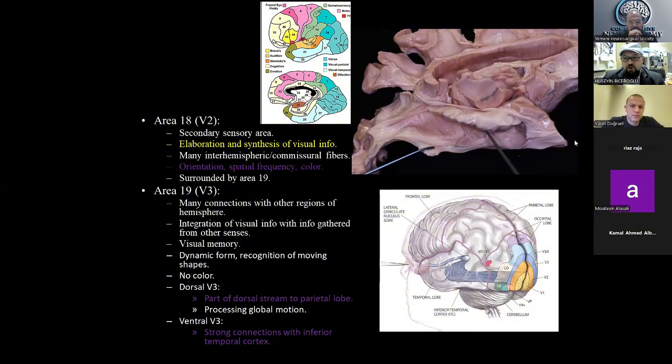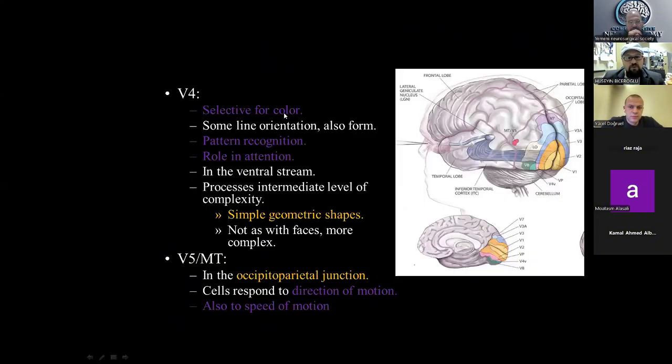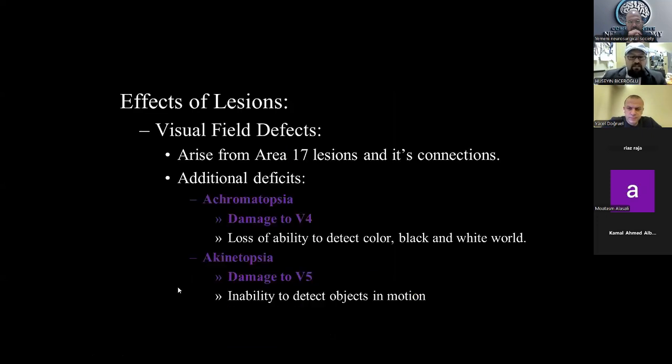So V4 is responsible for selective color and pattern recognition and has a role in attention. And V5 is in the occipito-parietal junction, and it's mostly important in detection of direction and speed of motion. If you have damage to V4, you cannot detect color. If you have damage to V5, you cannot detect motion.